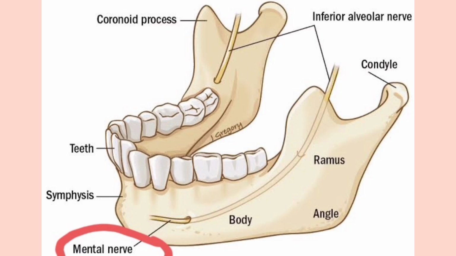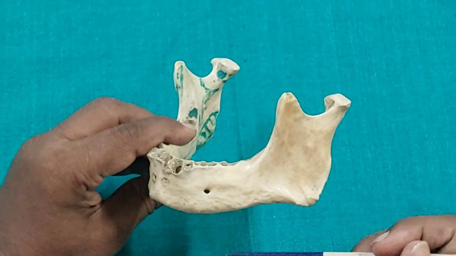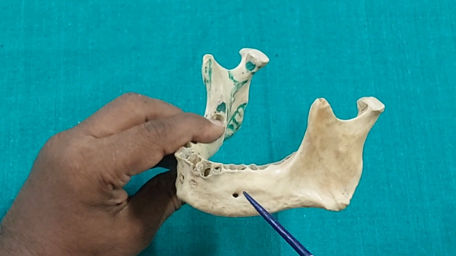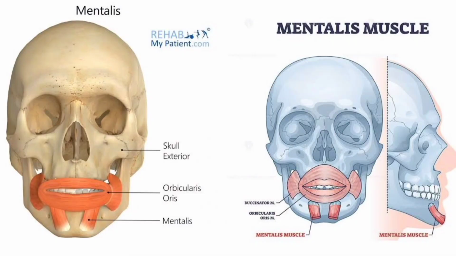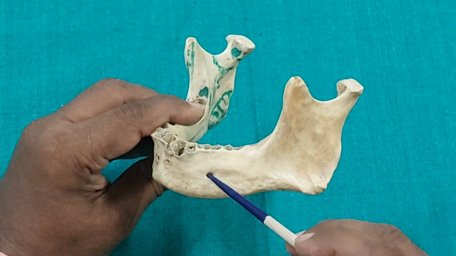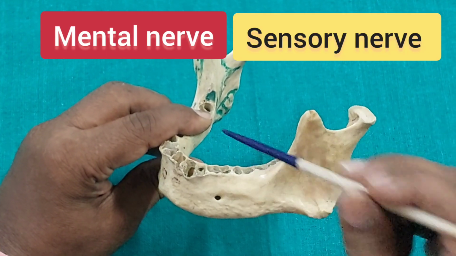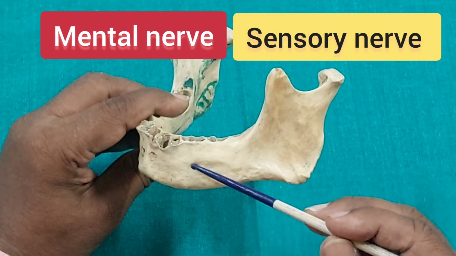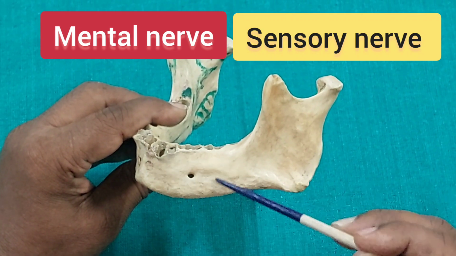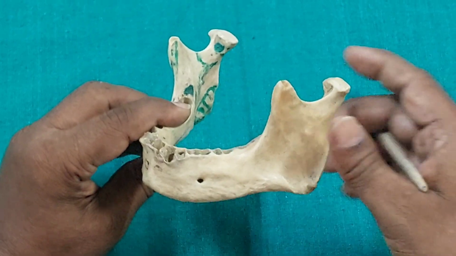Sometimes the examiner may confuse you: which muscle does the mental nerve supply? Saying the mentalis muscle is completely wrong, because the mentalis is a muscle of the face and it is supplied by the marginal mandibular branch of the facial nerve. That is a motor supply, but the mental nerve is a branch of the inferior alveolar nerve, which is sensory. So this sensory nerve supplies the sensation of skin, not the muscle.